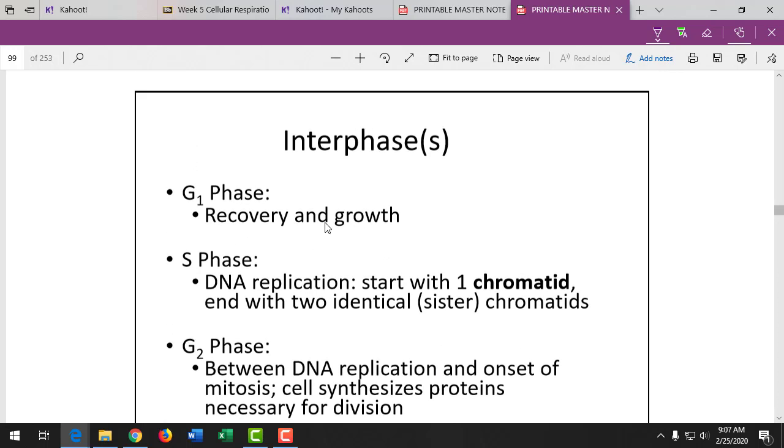So anyway, back to this. So interphase, G1 happens right after mitosis is done. So right after mitosis is complete, we have the recovery phase. So that's when everything kind of goes back in order.